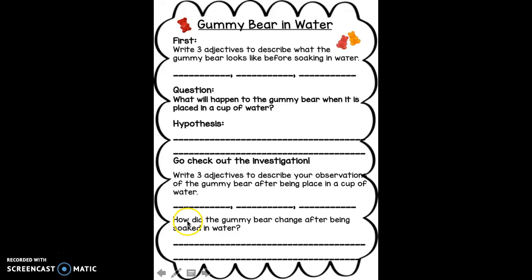And then the last thing says, how did the gummy bear change after being soaked in water? Did it change? Did it not change? Make sure you write a nice sentence, capital letter, spaces, neat handwriting, and a period at the end to tell us how the gummy bear changed, or if it didn't change, you can tell us that.